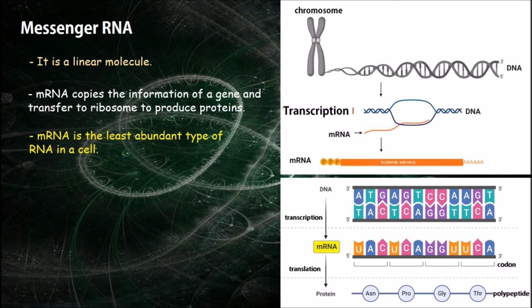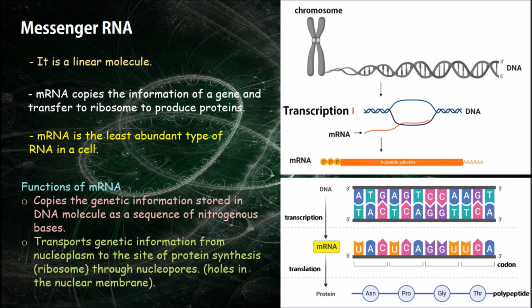mRNA is the least abundant type of RNA in a cell comparatively. We can mention the functions of mRNA as: copies the genetic information stored in the DNA molecule as a sequence of nitrogenous bases, and transports genetic information from the nucleoplasm to the site of protein synthesis through nucleopores.